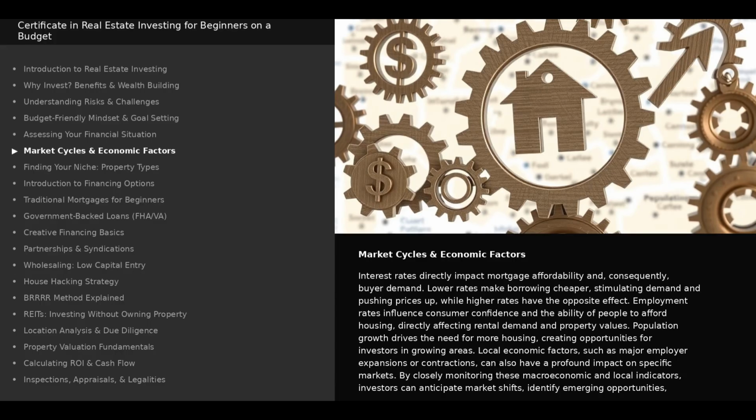By closely monitoring these macroeconomic and local indicators, investors can anticipate market shifts, identify emerging opportunities, and mitigate potential risks, ensuring their investment strategy remains agile and responsive.